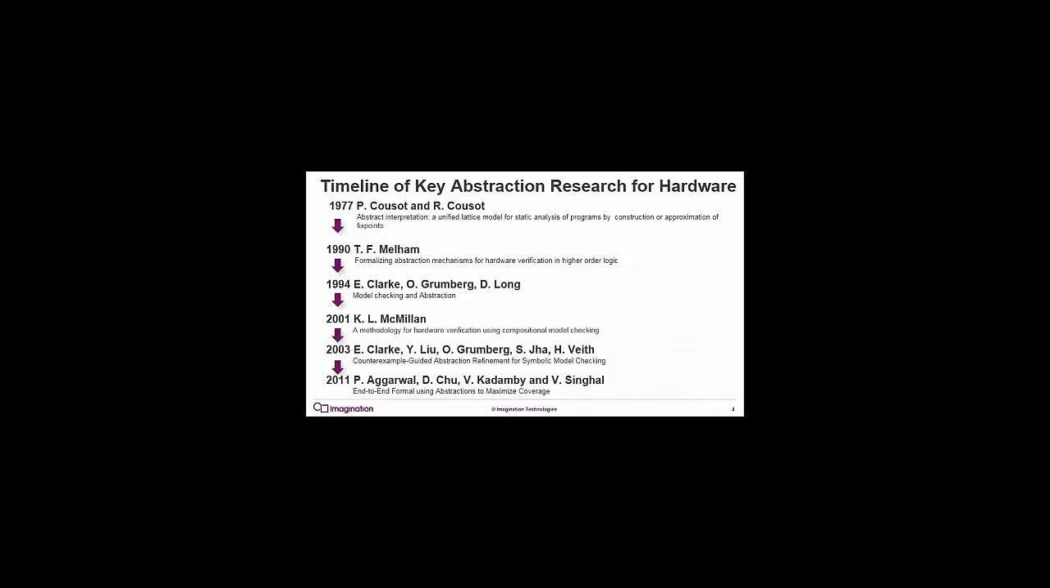This is, by the way, only for hardware abstraction, so there's a lot of work done for the software side as well, which I haven't talked about here. So then, in 2003, basically, there was counterexample guided abstraction refinement, which was a big deal. It made a big difference in computing automatic abstractions.